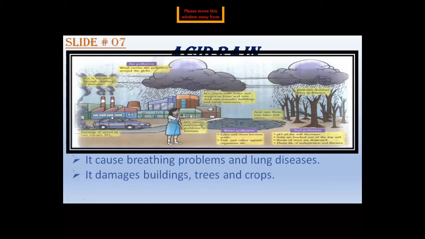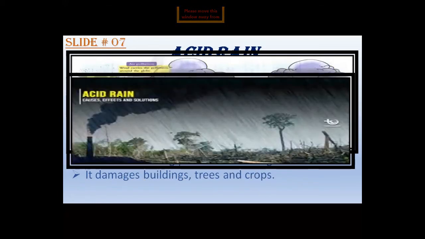The next point is it damages the buildings, trees, and crops. So it also affects the plants. So point number two is that it also affects the plants. In this diagram, you can easily observe that it damages the buildings, trees, and crops.